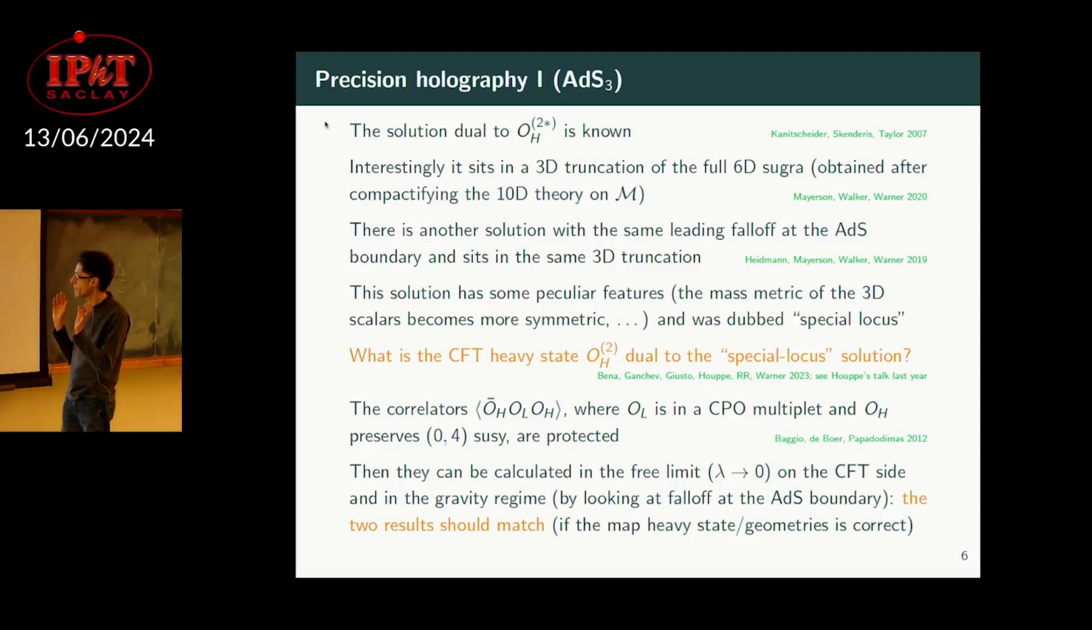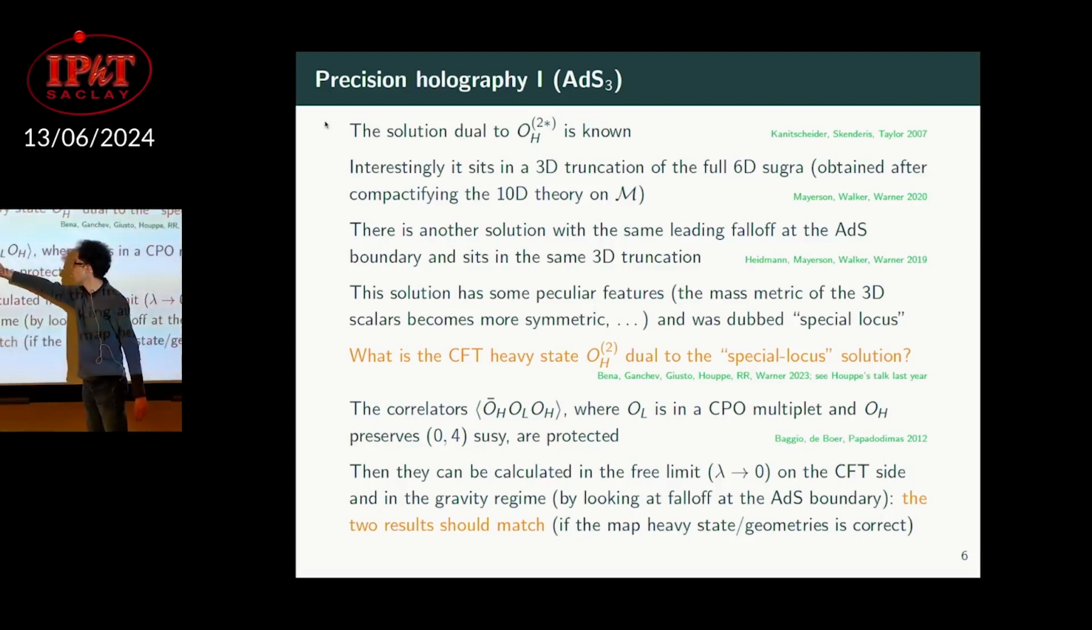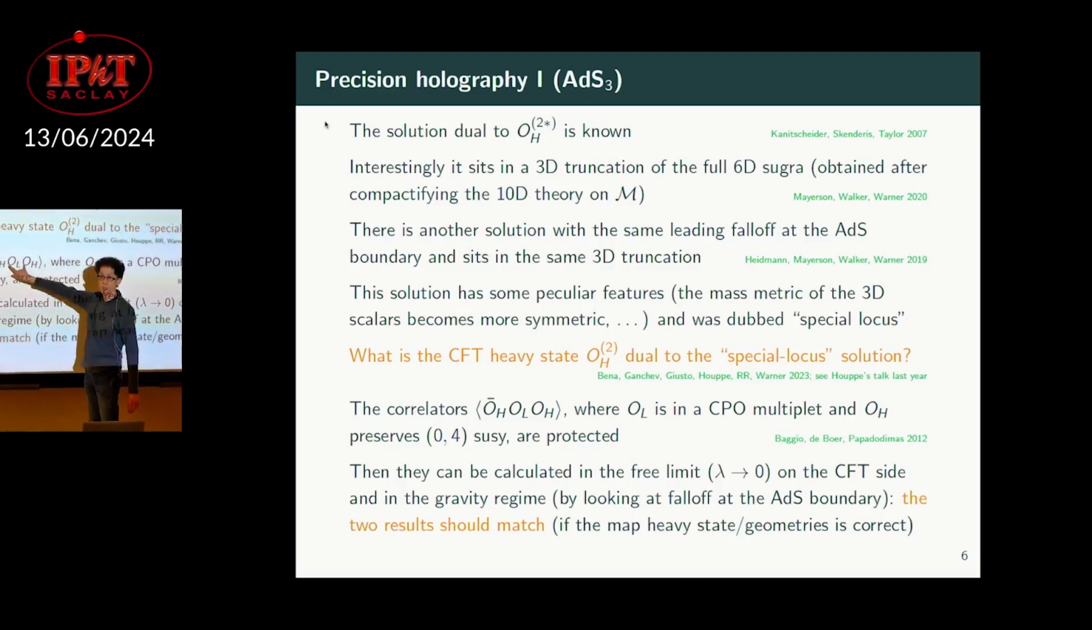So in order to understand what this solution means on the CFT side, one tool we have is to look at three-point functions, right? So an object like this one, right? So you have a heavy operator, and you want to see what light operators are sourced by this heavy operator, right?